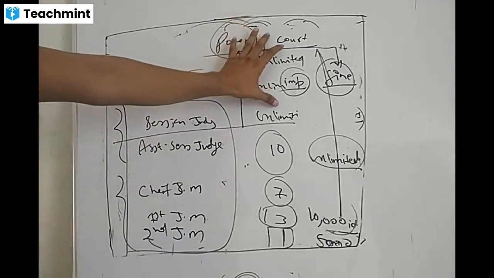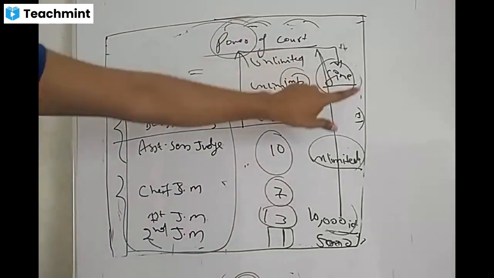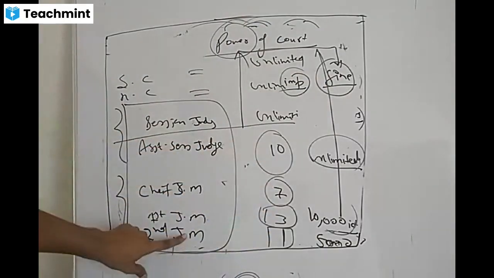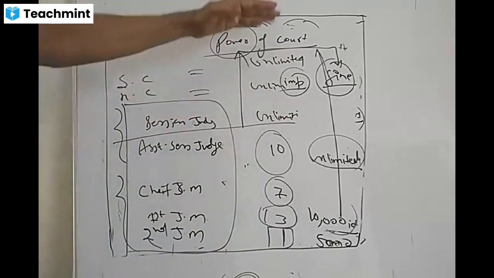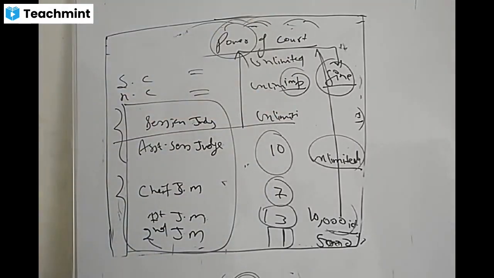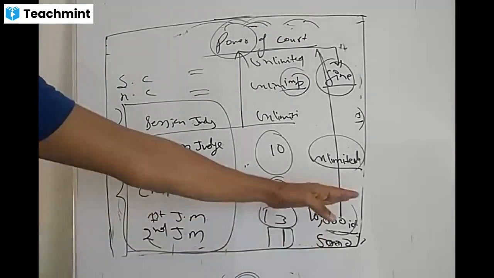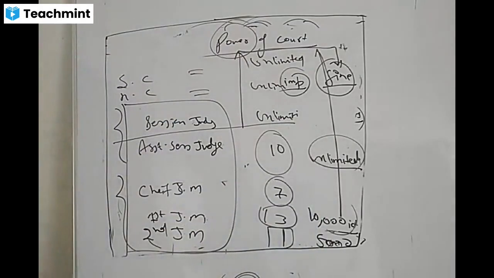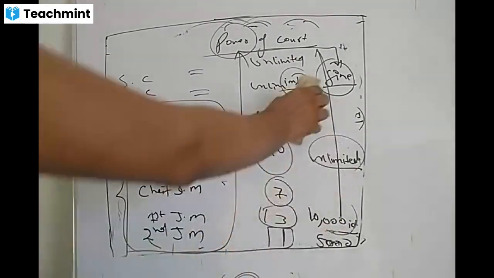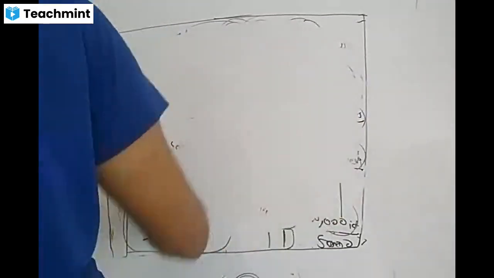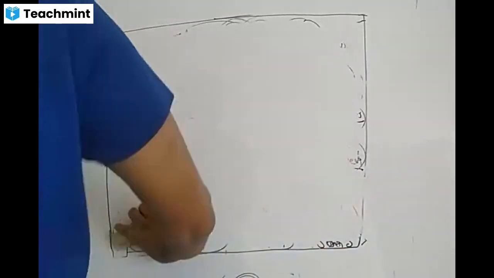The powers are divided into two types, imprisonment and fine. The imprisonment power is 1, 3, 7, 10, and above this they can give unlimited imprisonment. With the fine, 5,000, 10,000, then unlimited. So what is the meaning of this power? If we solve one MCQ, then you will be able to understand the power meaning.